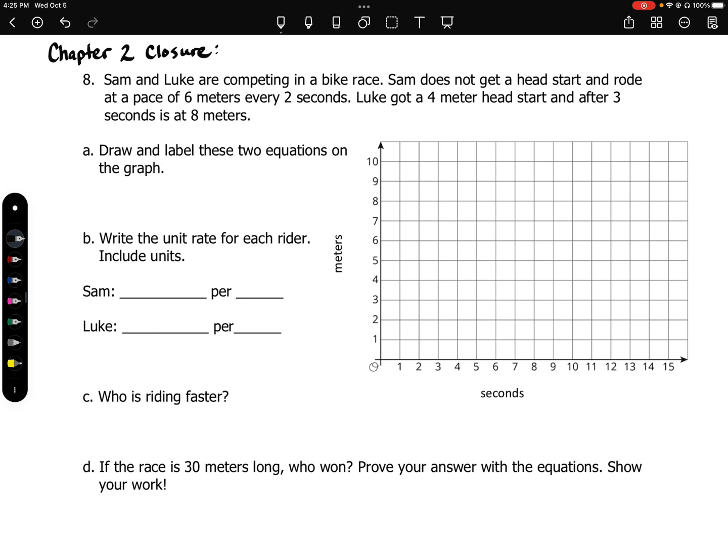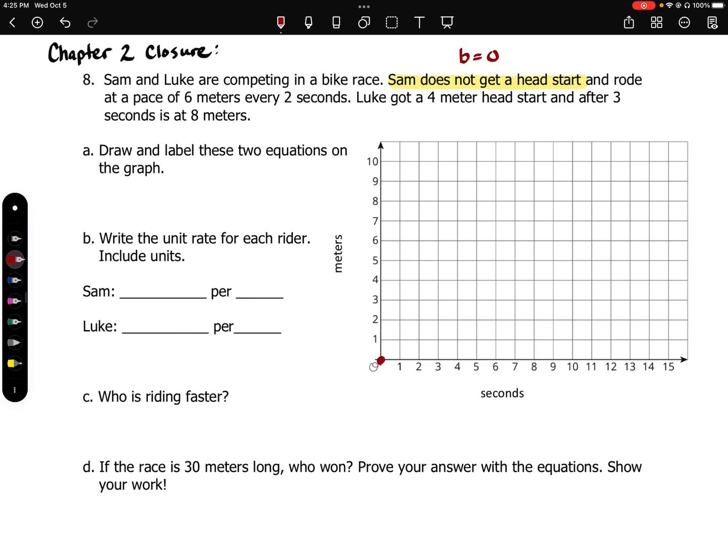Okay, so you can actually start and graph these just based on the information that was given, or if you want to make the equation first, you can. We'll look at both here. So I'm going to start out, let's look at Sam. The information they tell us about Sam is that Sam does not get a head start. So we know he is starting at the starting line. When we think about that, that would be where b is 0, right? That's going to be down here.